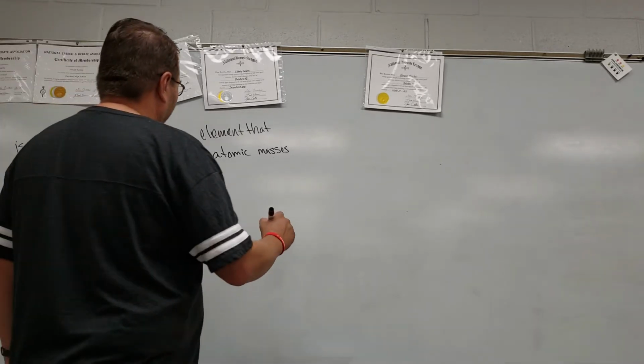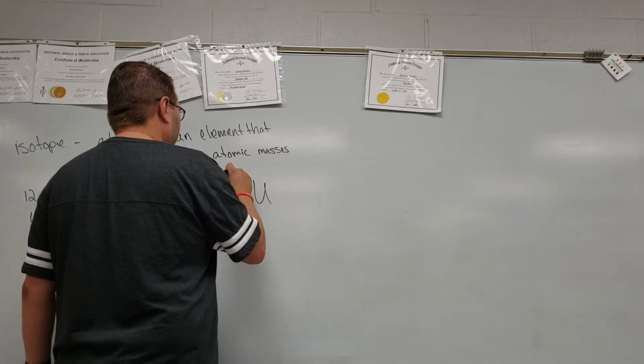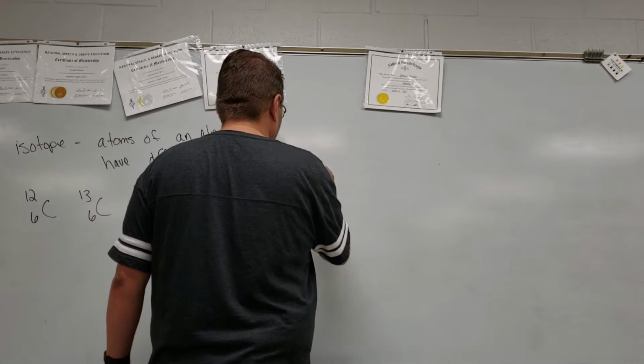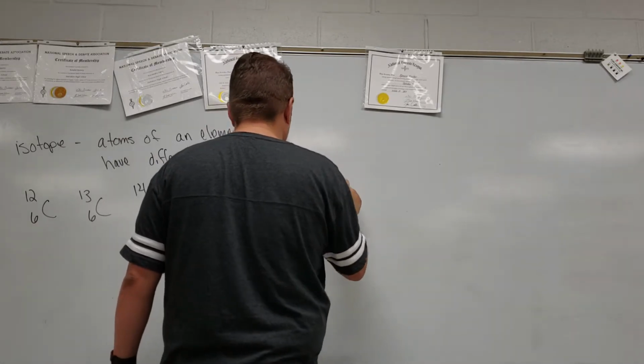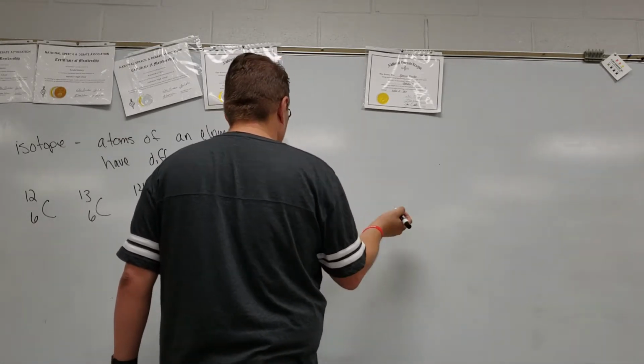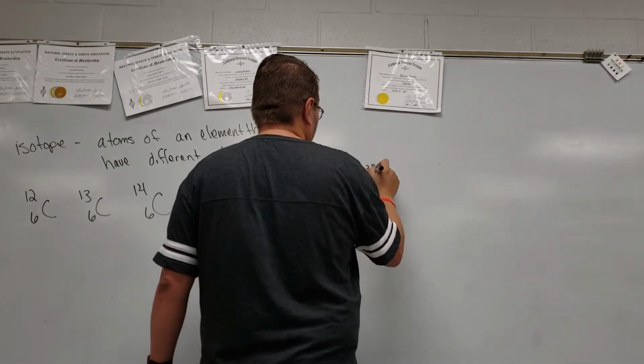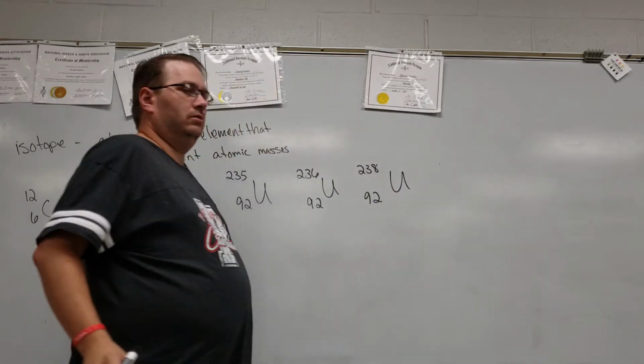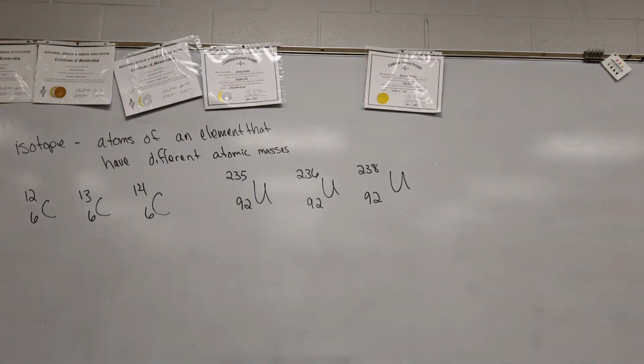Uranium also has different isotopes. 235. Isn't that the one that explodes? Yes. These are the most common ones. They have different numbers of neutrons. 238 is the one we're usually most interested in.